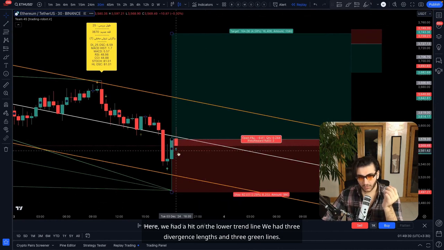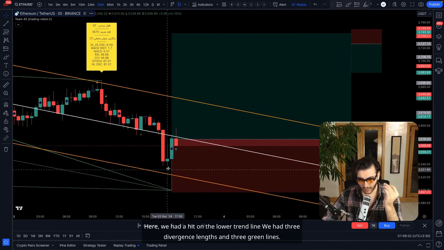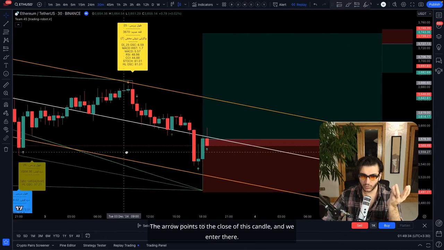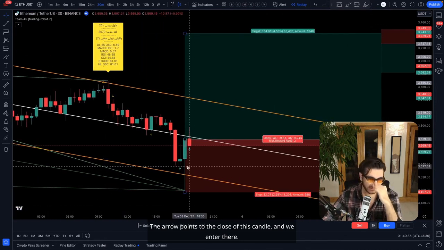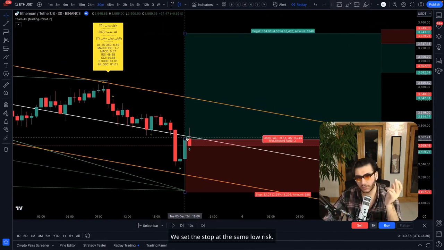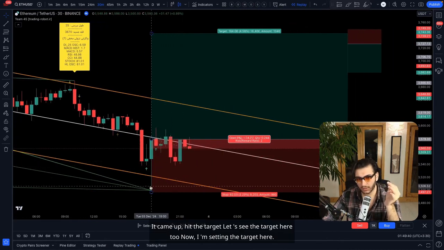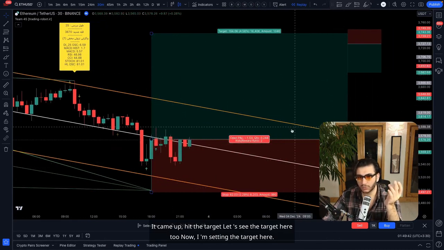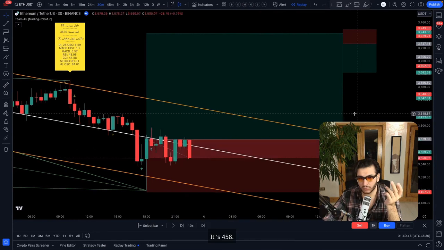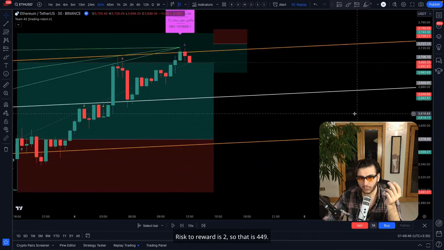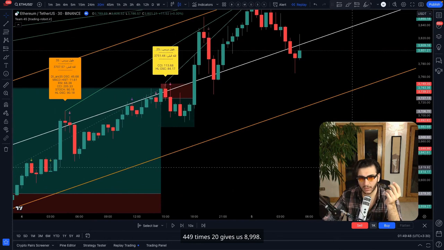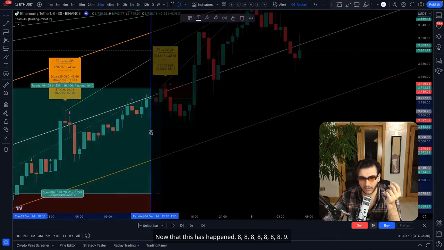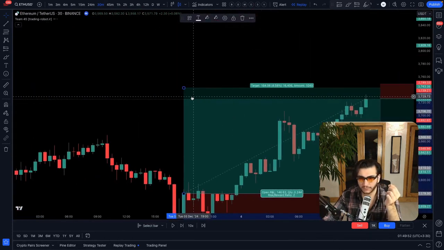Here we had a hit on the lower trend line. We had 3 divergence lengths and 3 green lines. The arrow points to the close of this candle and we enter there. We set the stop at the same low risk. It came up, hit the target. Let's see the target here too. Now I'm setting the target here. It's 458. We enter at the close of this candle. Risk to reward is 2, so that is 449. 449 times 20 gives us 8,998. Now that this has happened, 888888889.